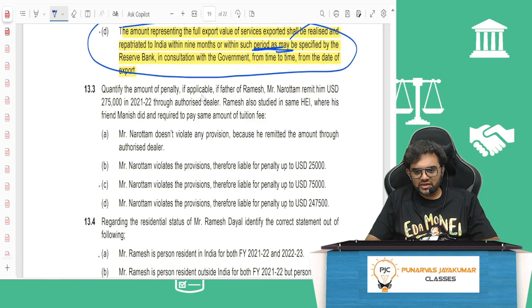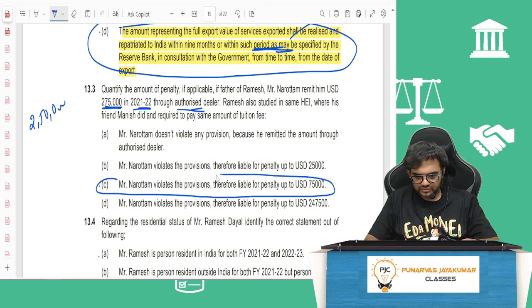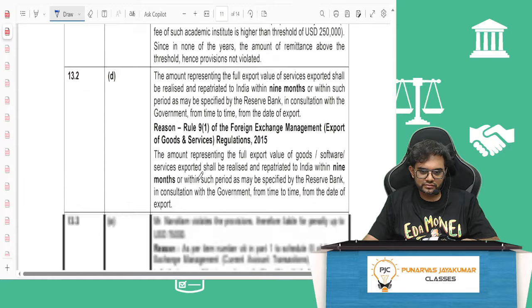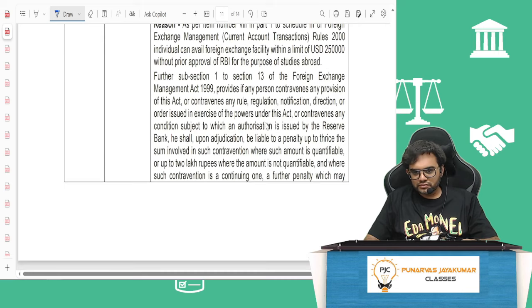Quantify the amount of penalty, if applicable, if the father of Ramesh, Mr. Narottam, remits US dollars 2,75,000 in 21-22 through an authorized dealer. I told you 2,50,000 is the highest. You did 25,000 extra. The penalty will be 3 times the excess. So 75,000. See, up to 3 times the amount involved.